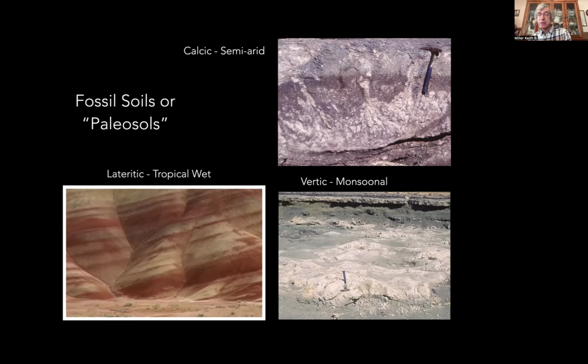And the lower right hand is called a vertic soil. These have very diagnostic colors. And also, if you look at the photo there, kind of an undulatory surface. And these form in a very monsoonal, wet, dry kind of climate, where the soils expand and contract as the clays in the soil soak up water during the wet season and then dry out in the dry season. So the soil is expanding and contracting. It gets thrown up into these undulatory surfaces. Again, very diagnostic.